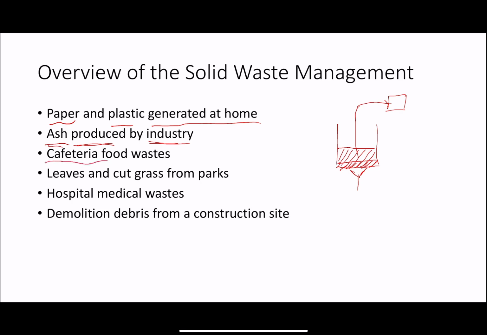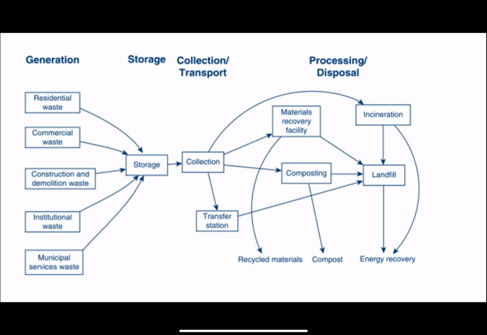Cafeteria food waste is also another solid waste problem. Leaves and cut grass from parks, hospital medical waste, demolition debris from a construction site. When we see the generation, storage, collection, transport, processing and disposal of solid waste, you can see that the generation of solid waste comes from residential waste, commercial waste, construction and demolition waste, institutional waste, municipal services waste.